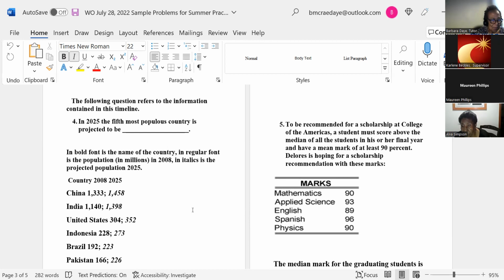1, 2, 3, 4, 5, 6. If you put them in order, Pakistan is number 5. The 5th most populous would be the one that's number 5. And Pakistan was 226 million people projected in 2025. Is that clear now? Yes, I have to go over it because I was doing it wrong.